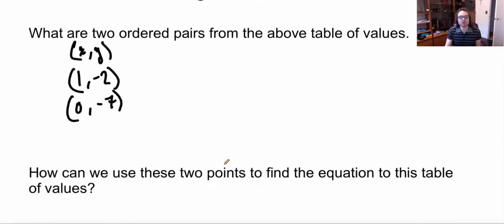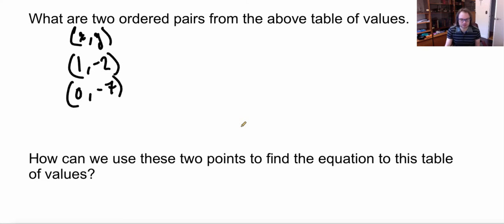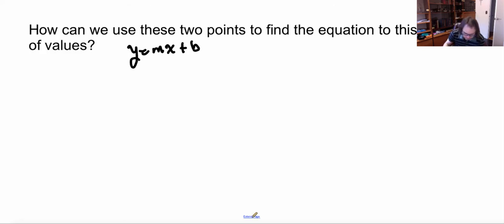Now, how can we use these 2 points to find the equation to this table of values? Well, if we remember, my equation is y is equal to slope multiplied by x plus b, which is my y-intercept. Now, I'm going to look at this here. Can we find my slope? My m value is equal to my change in y divided by my change in x.